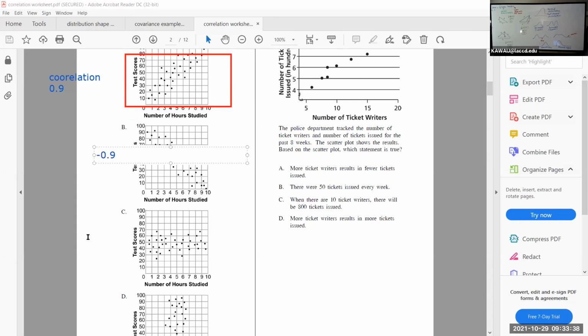Over here, since it's horizontal, it's probably 0. It's not quite a horizontal line. It's kind of a fuzzy horizontal line. And over here, it would also be 0. Okay, so the one that shows the best correlation between more studying and higher test scores is that one right there.